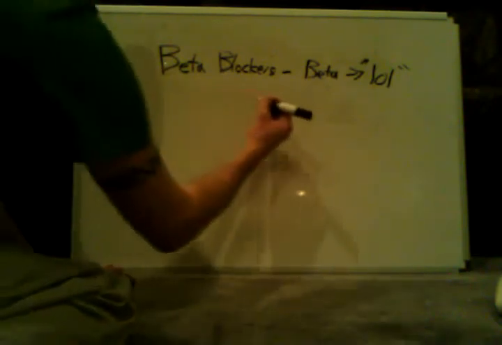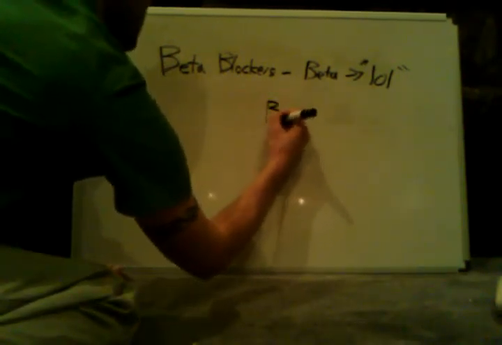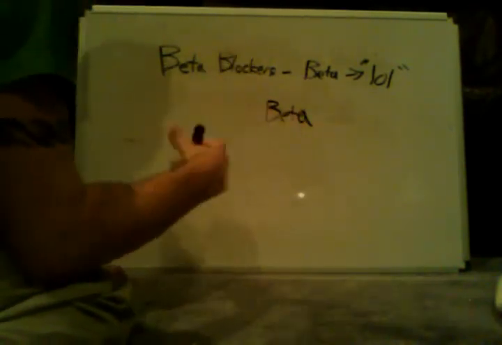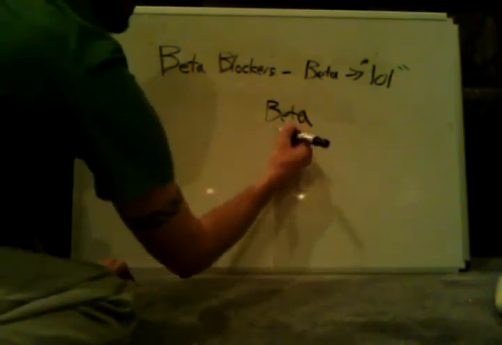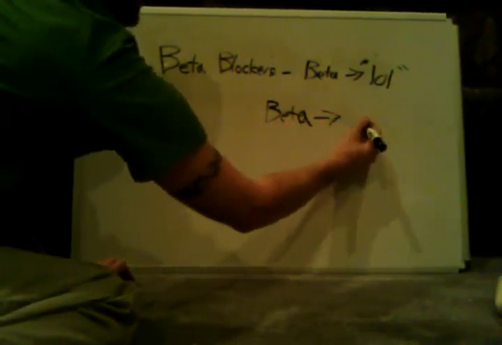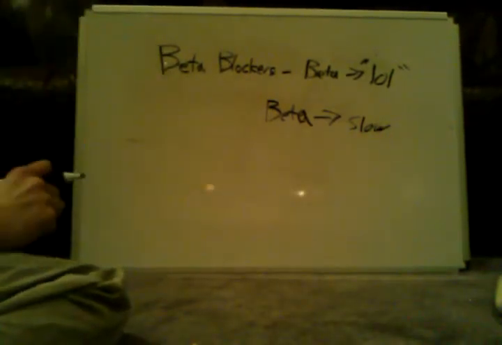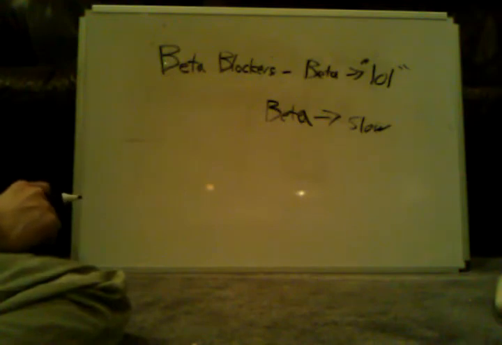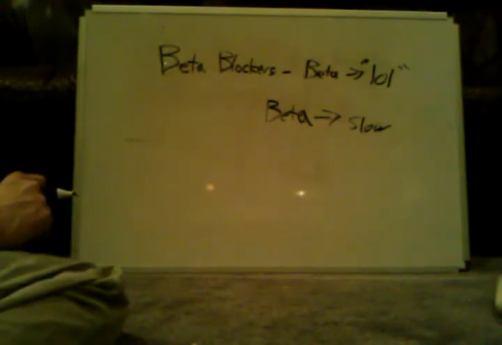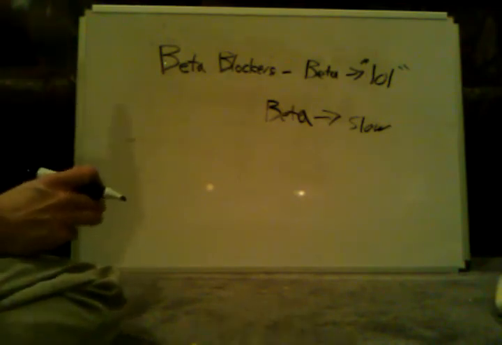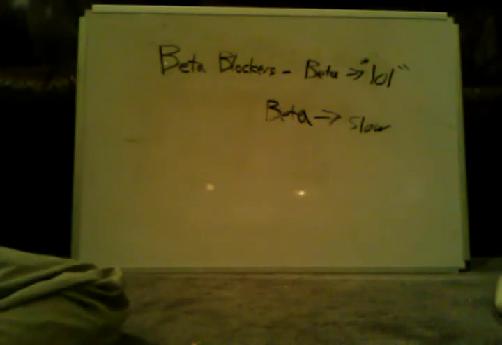And I also, a way to remember what they do is beta modes, like the beta modes of apps and stuff, are slow. Most of the time they're slow because they don't have any of the bugs worked out. So they slow everything down by blocking the beta receptors in the heart. So I remember beta, slow. So that's my B.